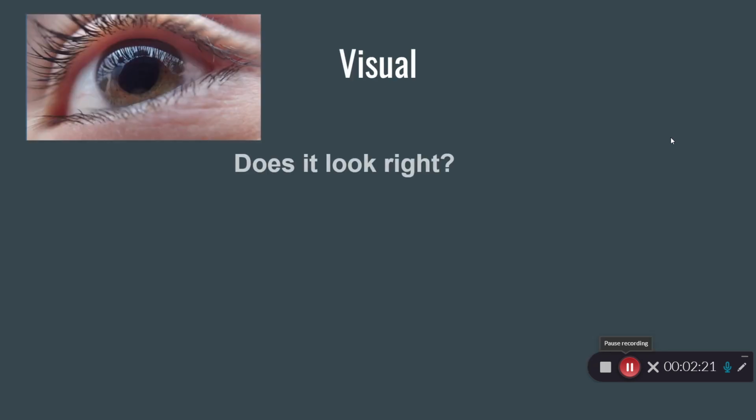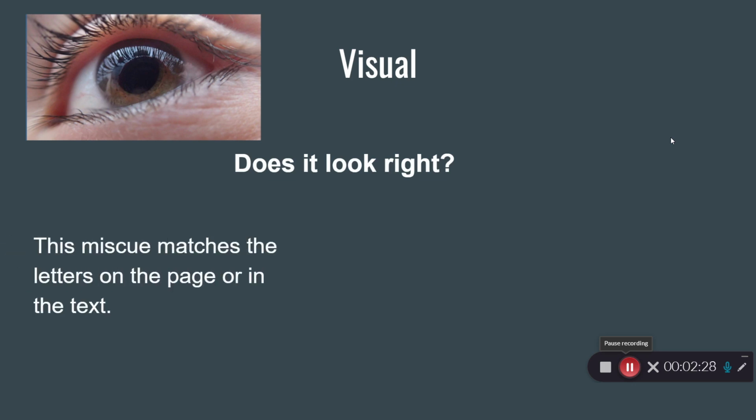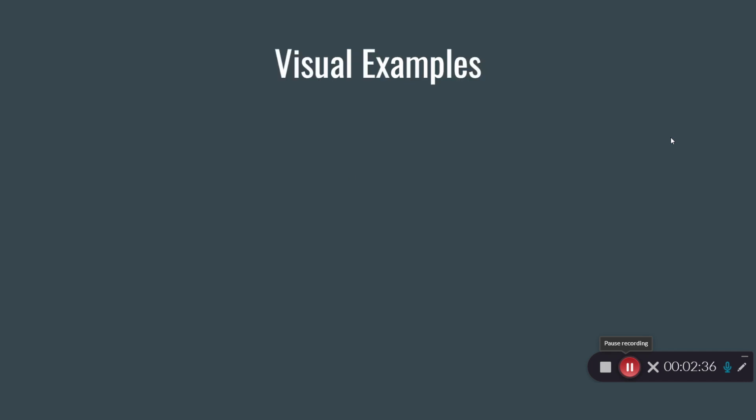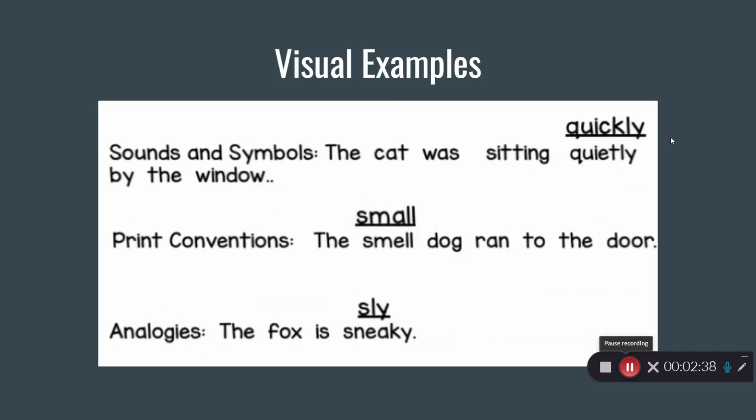Visual miscue, you should ask yourself, does it look right? The miscue matches the letters on the page or in the text. Therefore, the reader has an understanding of print and has letter sound awareness. Here are some visual miscue examples. As you can see within these visual miscues, the initial letter sounds are the same, which makes this a visual miscue.